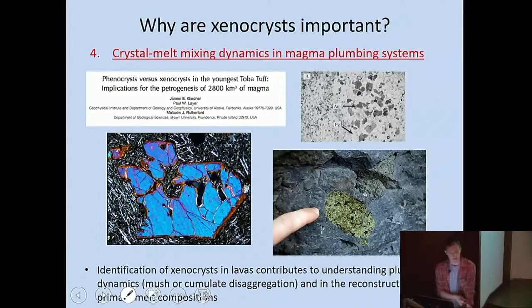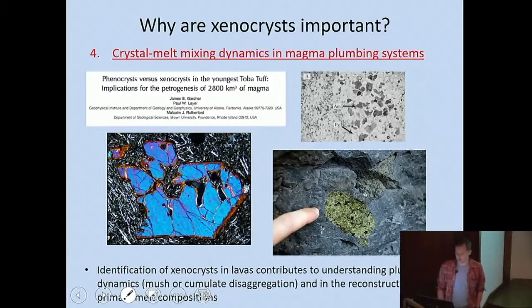Another example is something I'm very familiar with, working on continental flood basalt systems and layered intrusions primarily, and that is that xenocrysts in basalts and rhyolites can tell us about the nature of plumbing system dynamics in basaltic and felsic plumbing systems. For example, in another Geology paper on the Toba tuff, different types of plagioclase and amphibole phenocrysts and xenocrysts were identified in the lavas, and this image here, using various types of in situ chemistry.